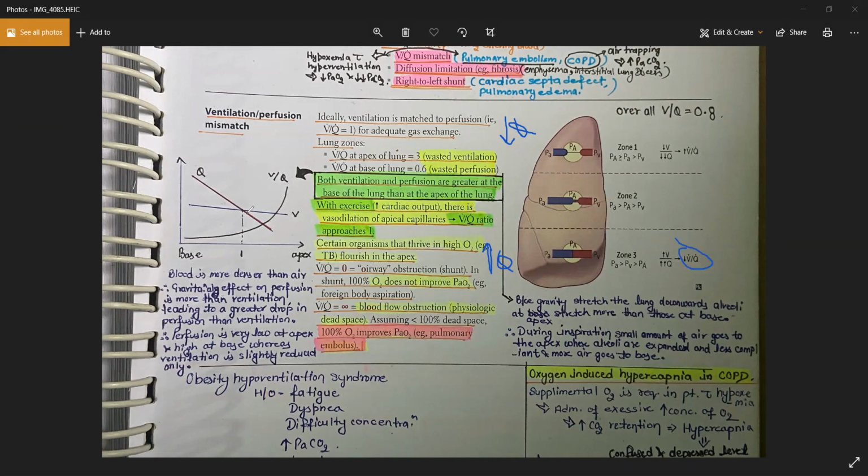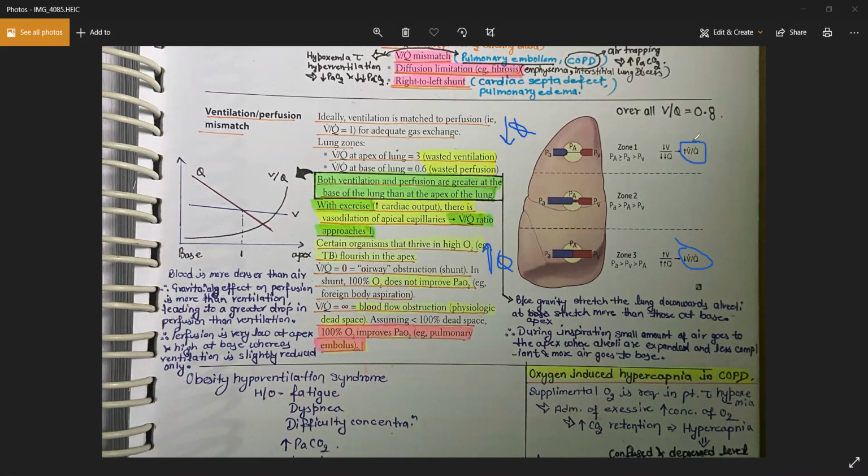At some point in zone 2, in the mid level, I will have both the ventilation as well as perfusion equal to each other, and that will give me a ratio of 1. This will happen at the midpoint. At the apex, I have low ventilation and low perfusion, but the perfusion is extremely low compared to the ventilation. So both are low, but the perfusion is much lower than the ventilation, and I will have a higher VQ ratio at the apex.